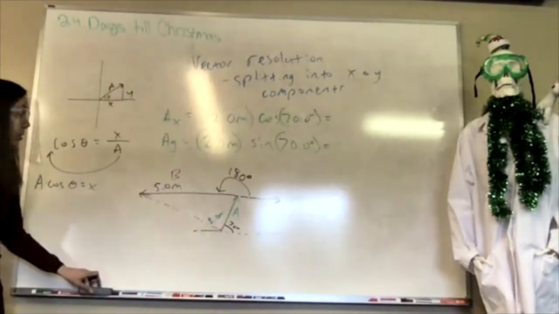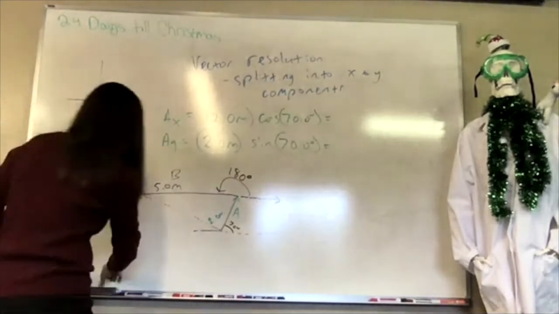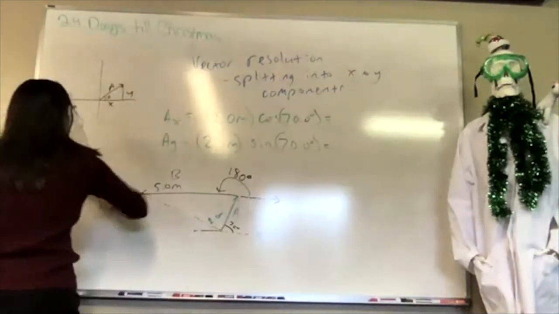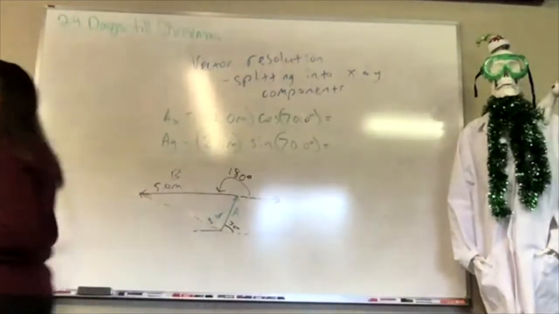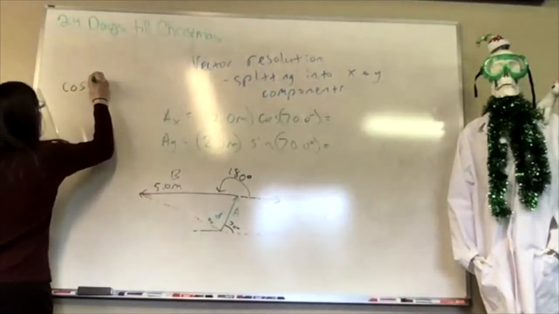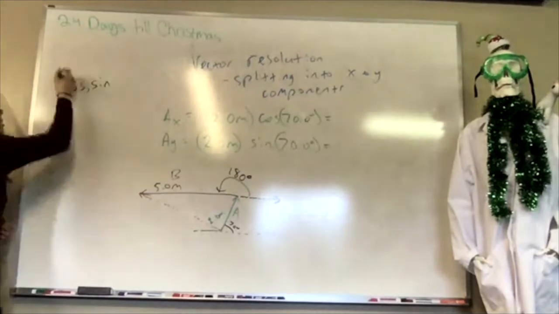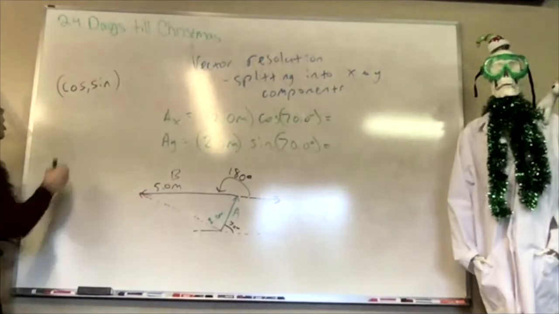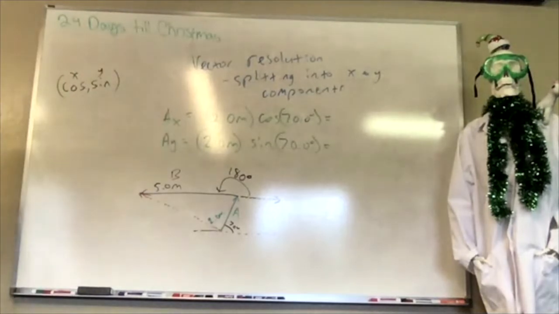I know a funny way to remember that. You write cosine and then sine, put them in parentheses, and put a comma between them. So it's cosine, sine, with parentheses on the outside. That's how you remember it: X is cosine, and Y is sine. That works, that's good.